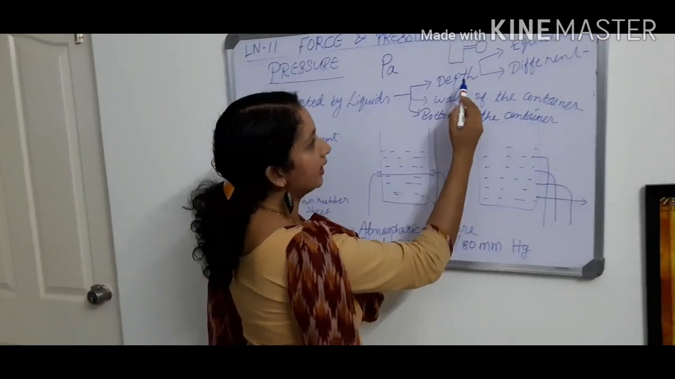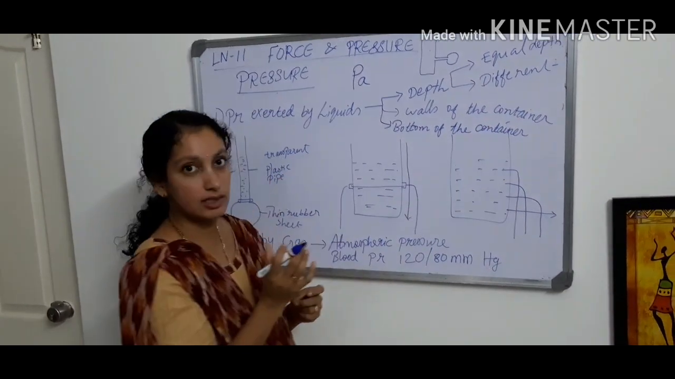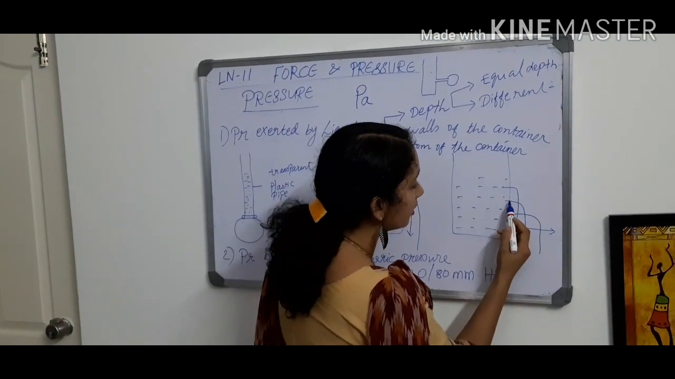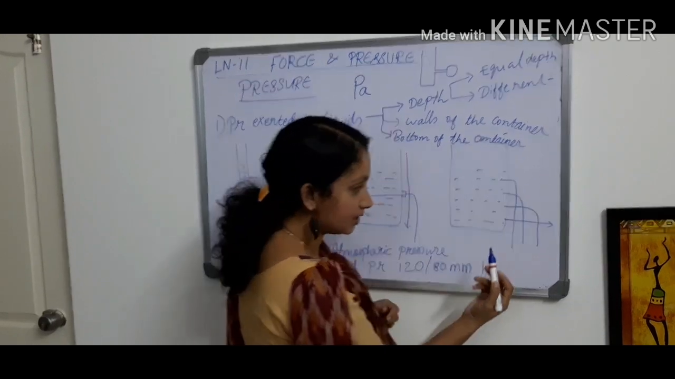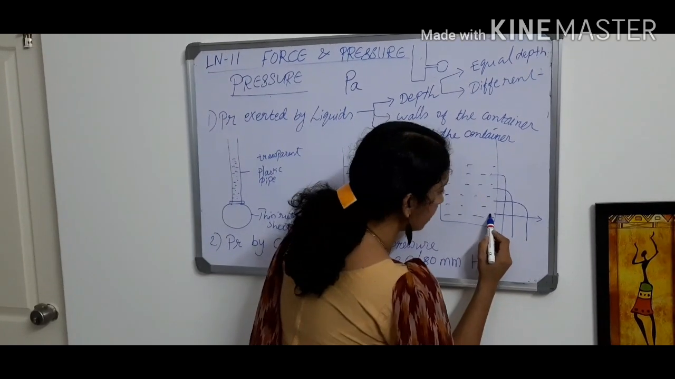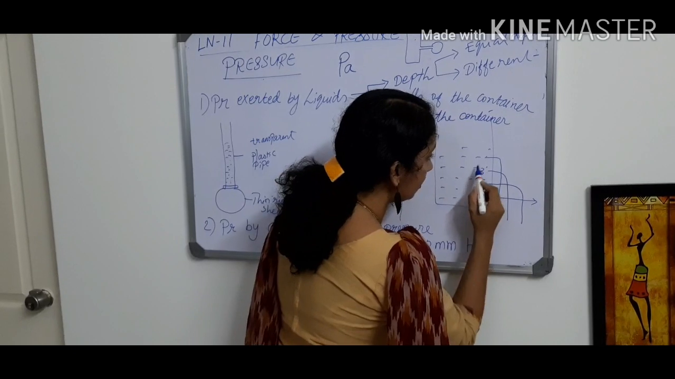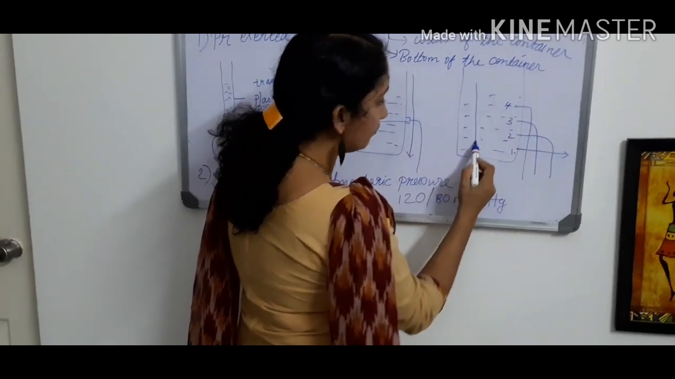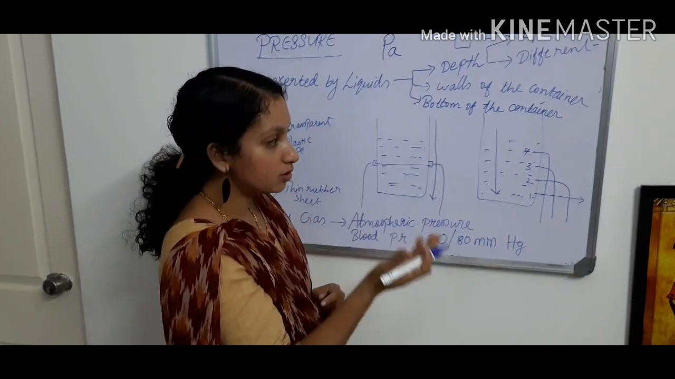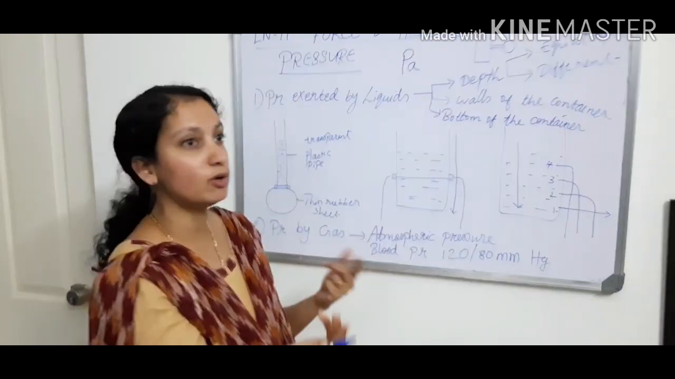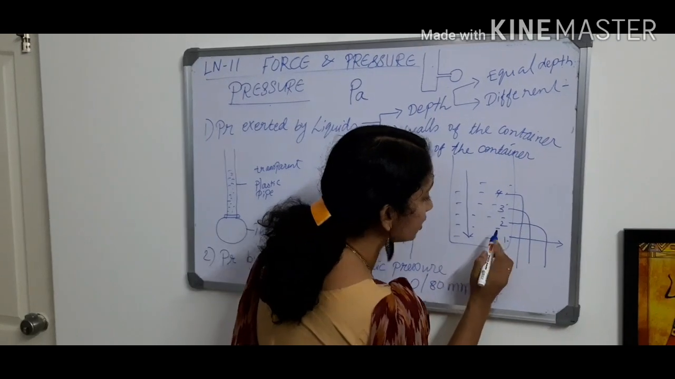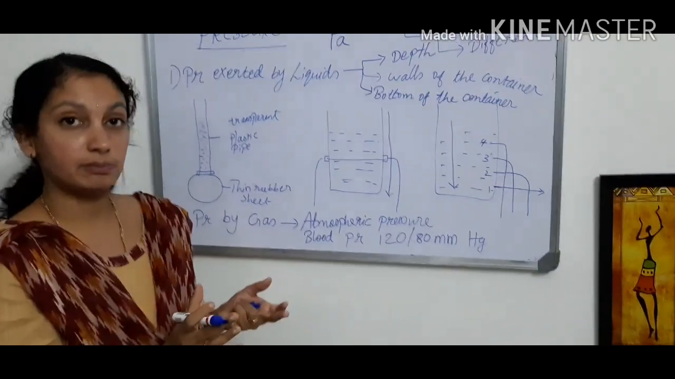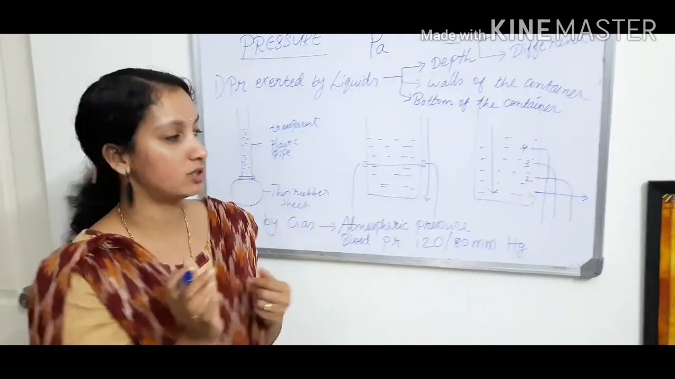Next is holes at different heights of the container. Here we are making holes at different heights. If we mark them 1, 2, 3, 4, you can see the difference. Once it moves down towards more depth, the pressure is more. Because of high pressure, you can see the flow of water is straight, because that much pressure is exerted by the water molecules.